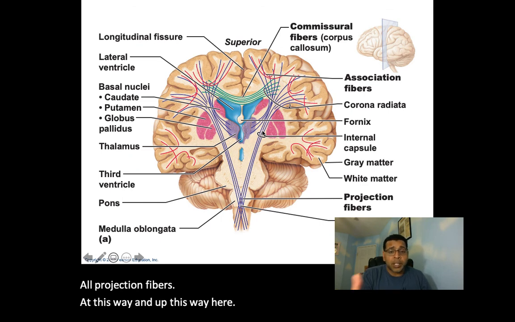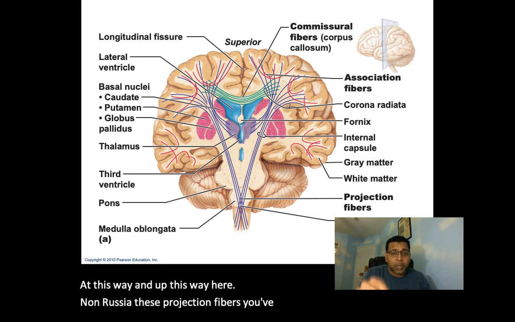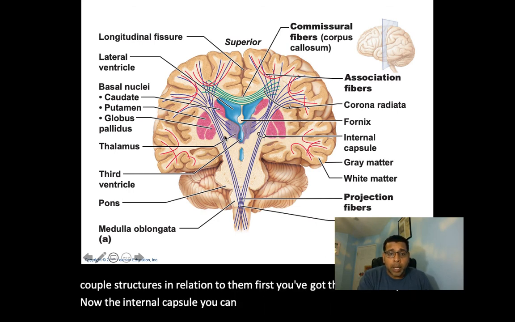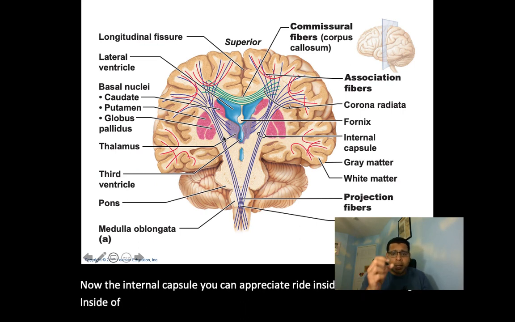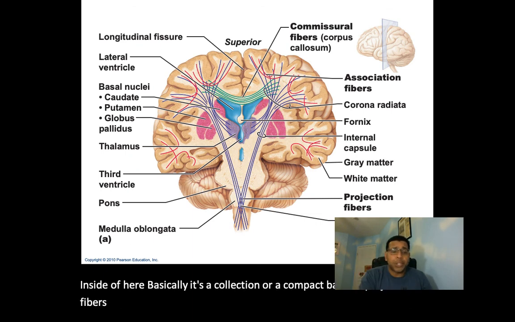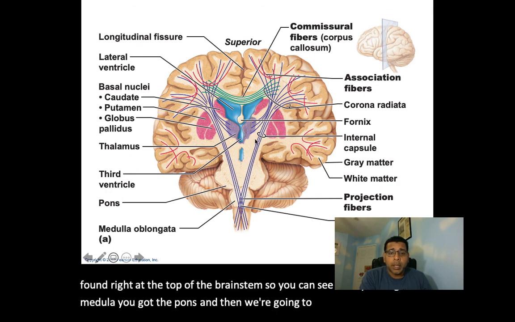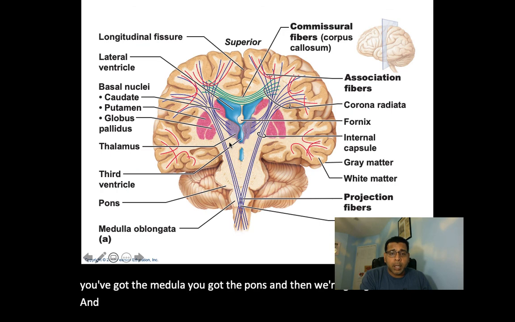Now in relation to these projection fibers, you've got a couple of structures. First, you've got the internal capsule. Now the internal capsule you can appreciate right inside of here and right inside of here. Basically, it's a compact band of projection fibers found right at the top of the brain stem. So you can see here, you've got the medulla, you've got the pons, and then we're going to have the midbrain.